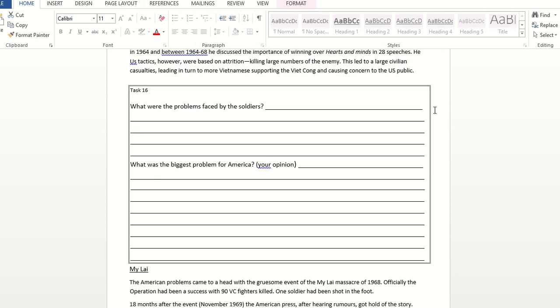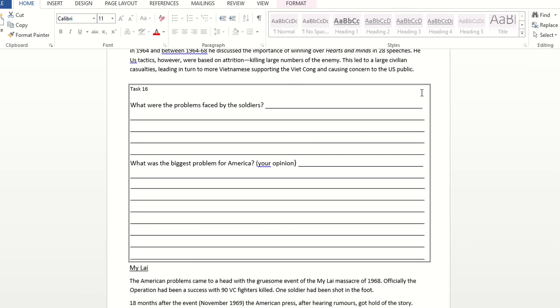Have a go at task 16. This has got another opinion question, so make sure to explain yourself really clearly.